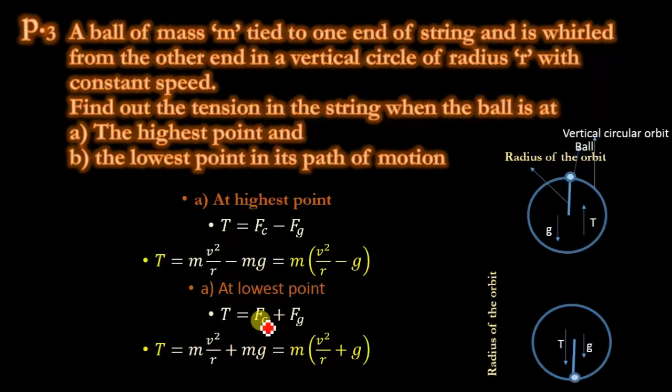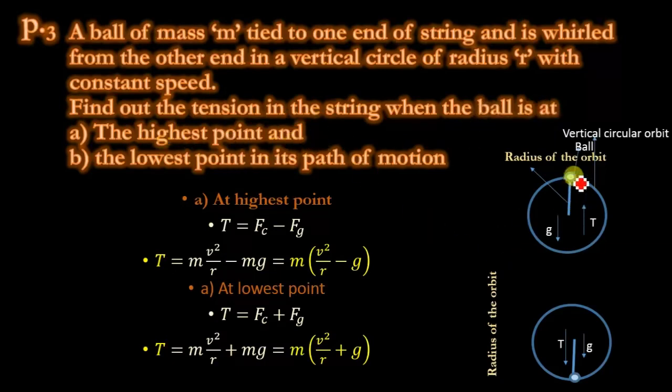Problem number 3. Statement of problem number 3: a ball of mass m tied to one end of a string is whirled from the other end in a vertical circle of radius r with constant speed. Here this is the string, this is the ball tied to this string, and it is whirled vertically like this. Find out the tension T in the string when the ball is at the highest point.